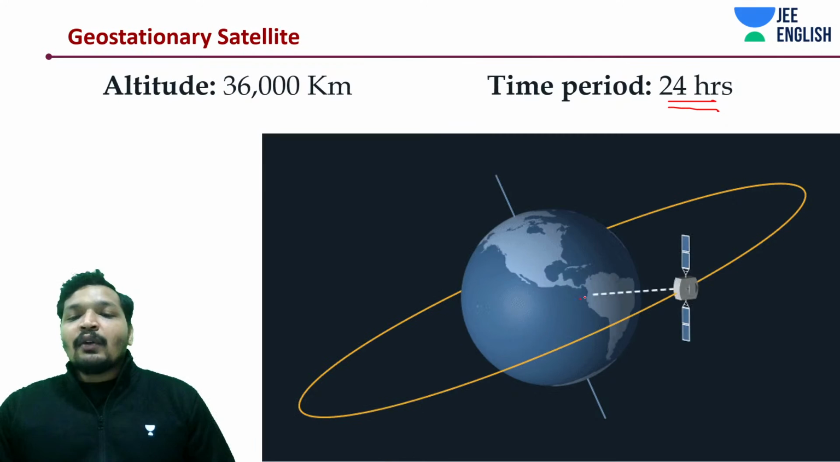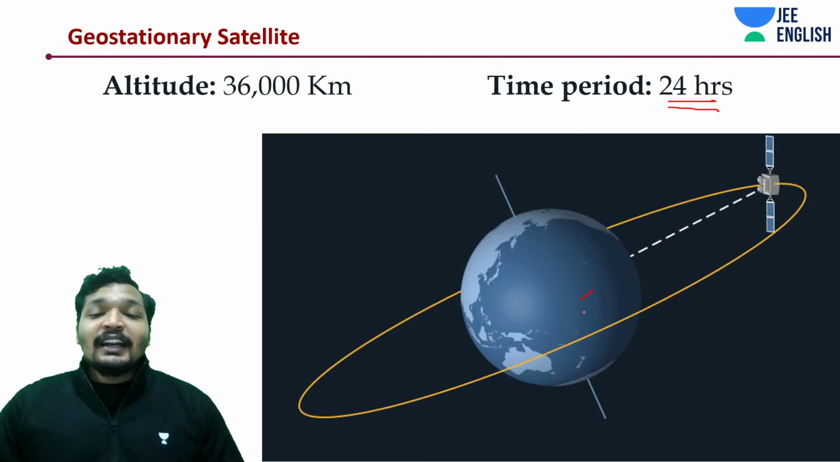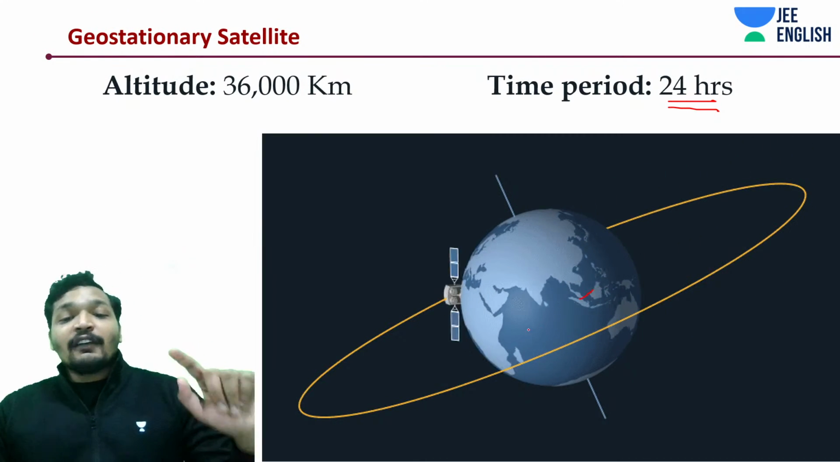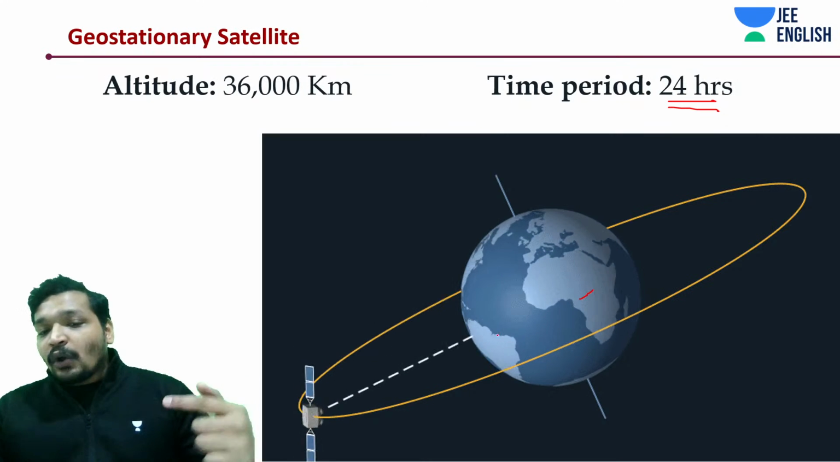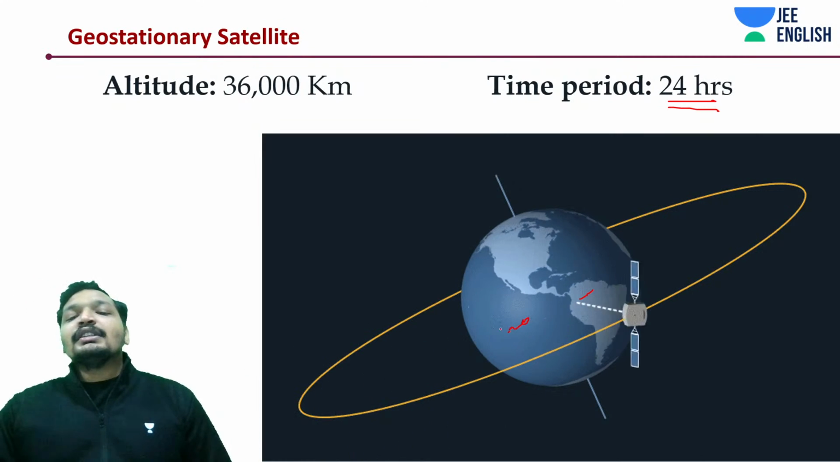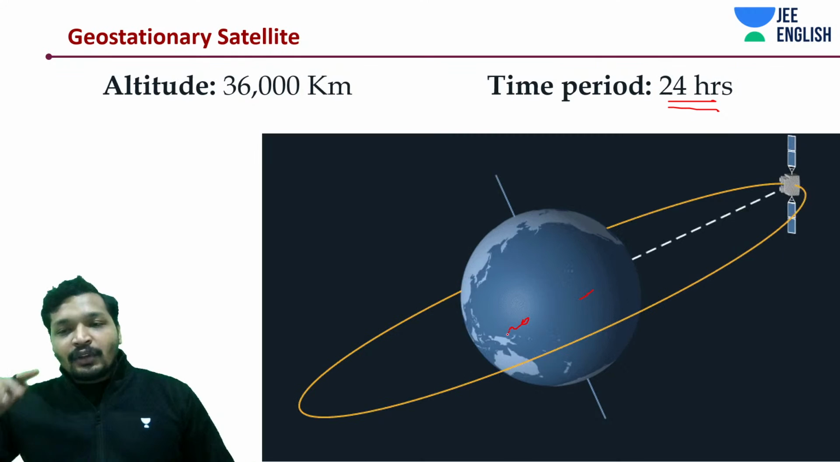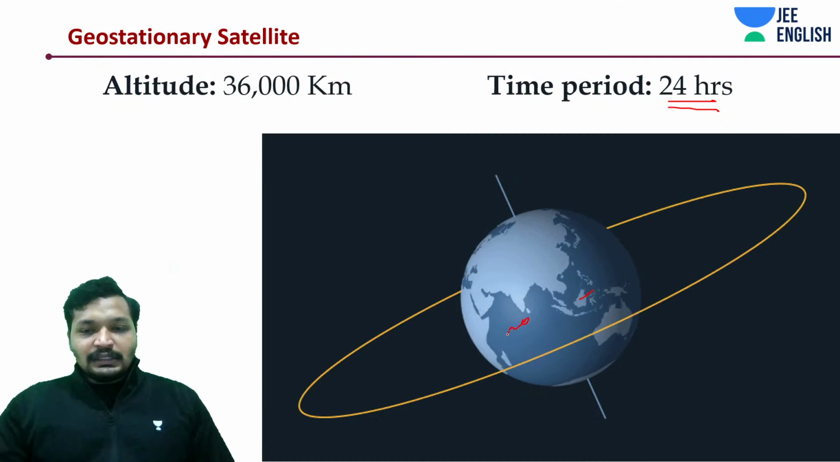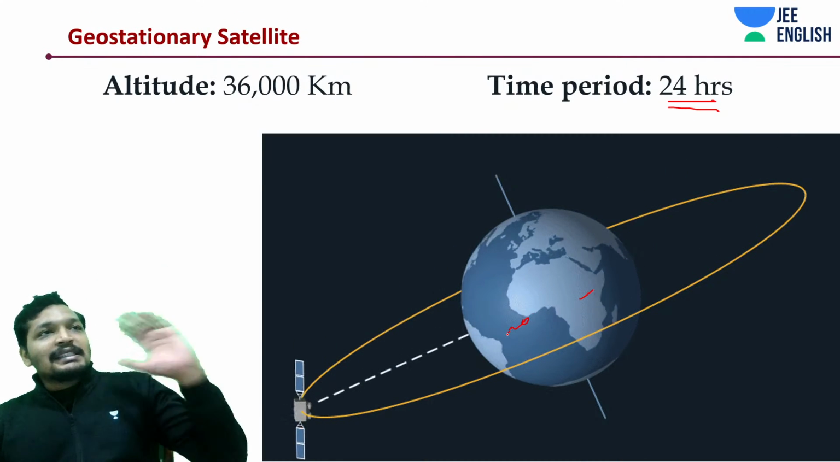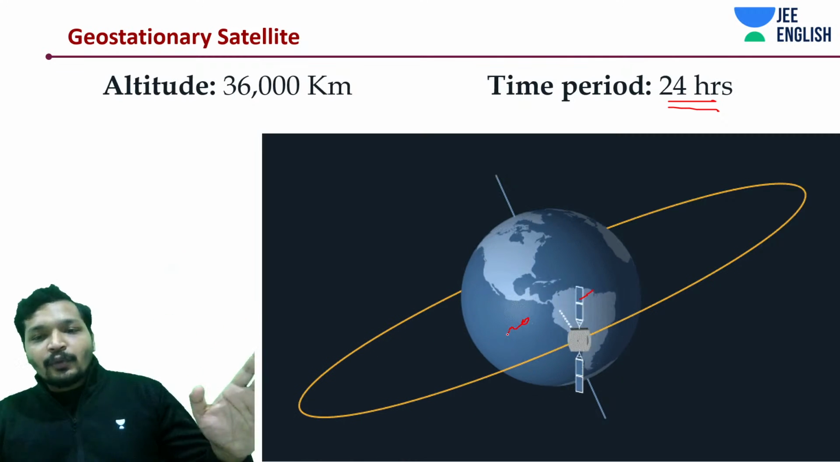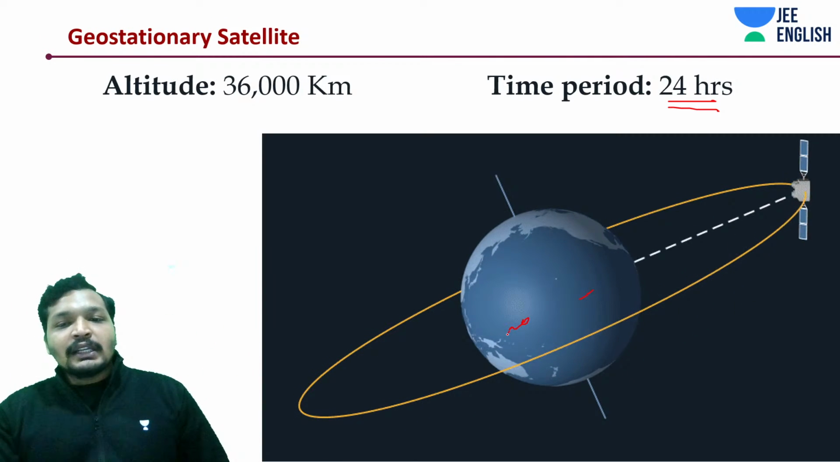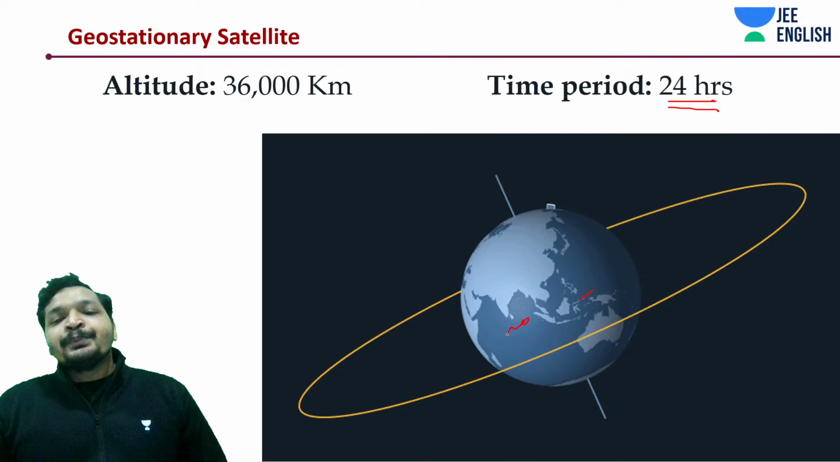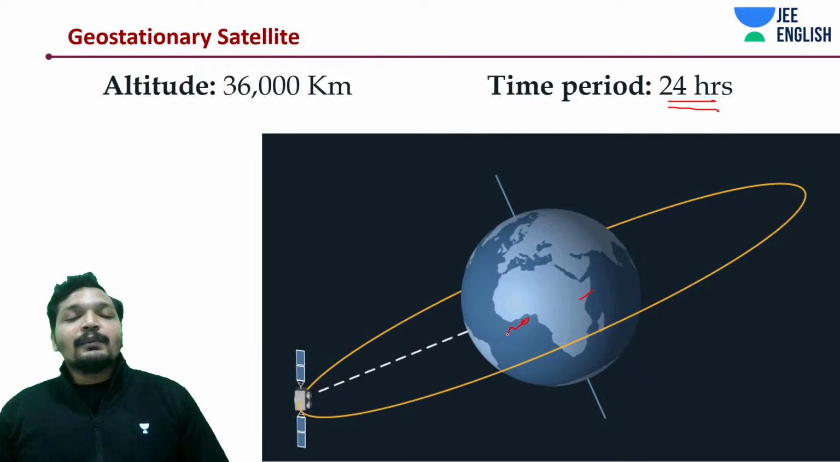Let's say you are watching from that location. I'm not even able to track that location right now, but let's say you're watching from it. The satellite is going to be in the same location again and again, as if it's stationary to you. It's not moving. Actually, it's also revolving around the axis of Earth, but it would appear as if it's not moving.